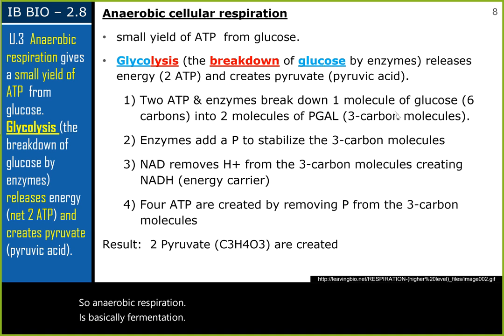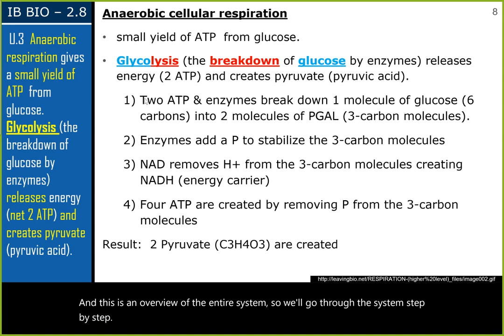And this is an overview of the entire system. So we'll go through the system step by step. But this is an overview.